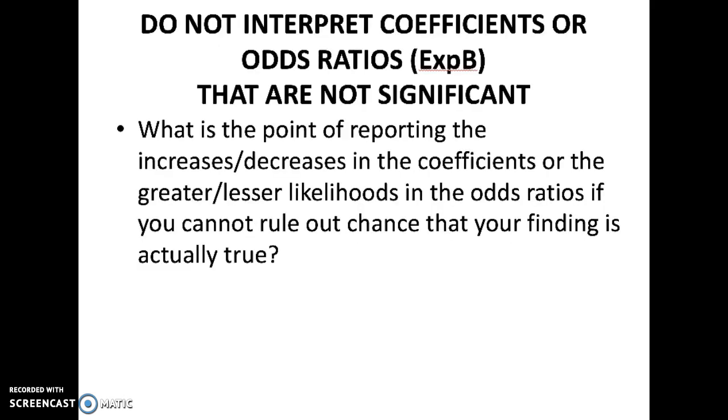Do not interpret coefficients or odds ratios or exponential b's that are not significant. What is the point of reporting the increases or decreases in the coefficients for linear, or the greater and lesser likelihoods in the odds ratios for logistic, in those two regressions, if you cannot rule out chance that your finding is actually true? So why drag your reader through all the details of the result when we don't know that it's true? Don't go into detail on a finding that isn't significant. It's still a finding, you just simply report that the variable was not significant, and then move on to the next thing.